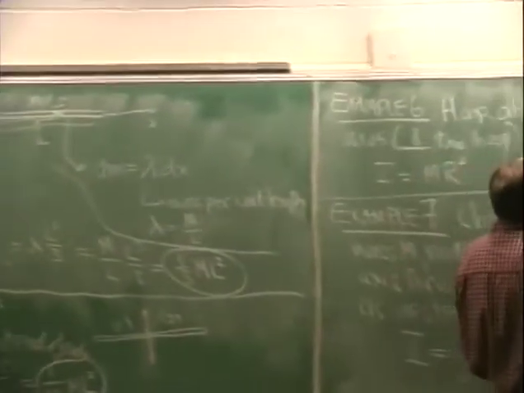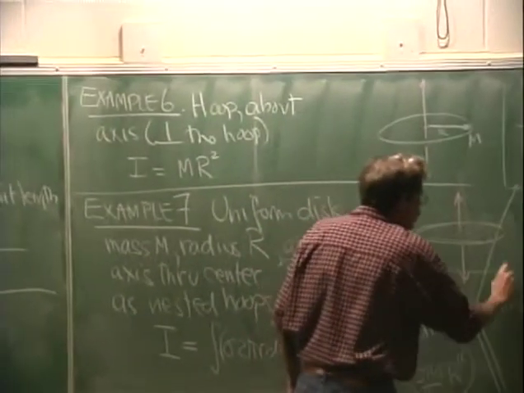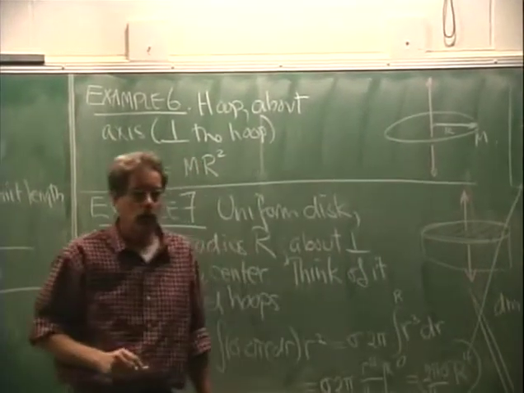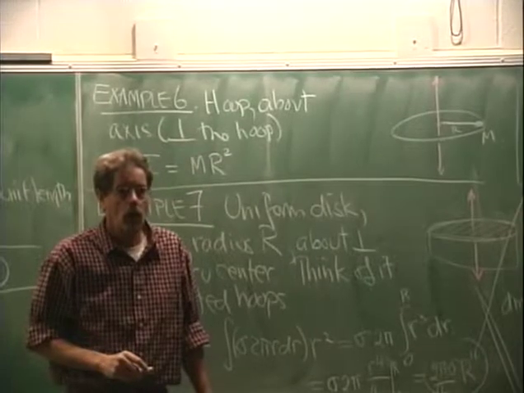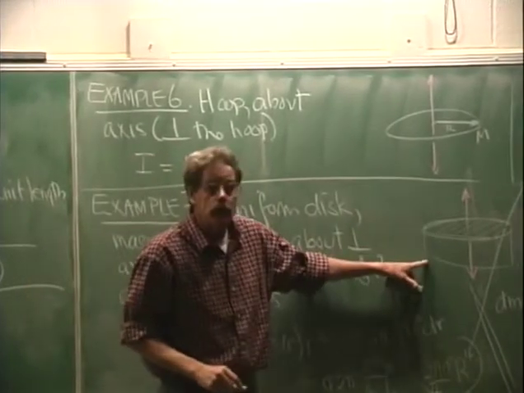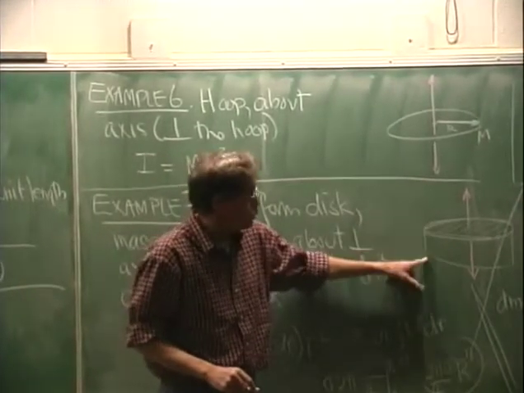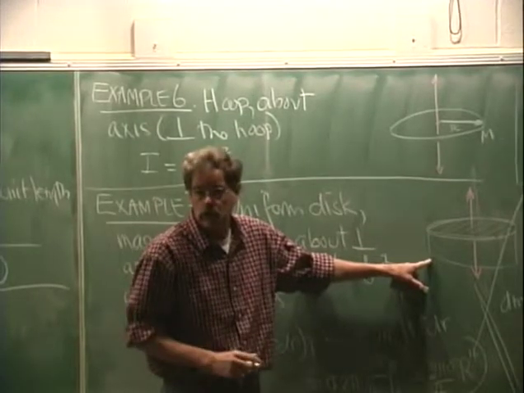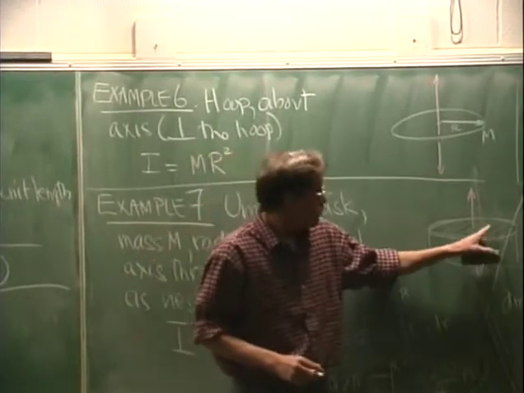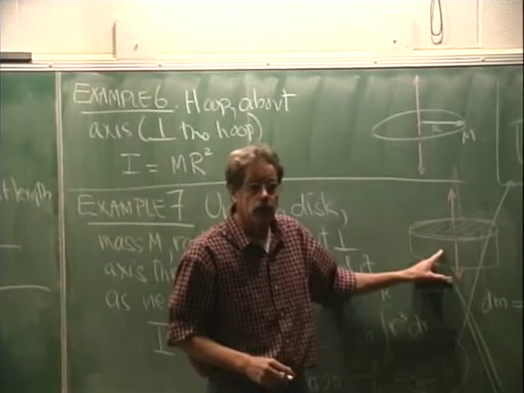Okay, there's a disk. By the way, would it have mattered if this disk had been actually a uniform cylinder like that? I don't think so. Of course, that would mean that the mass is larger by however thick this thing is, but the distribution of the mass with respect to the axis would be exactly the same.